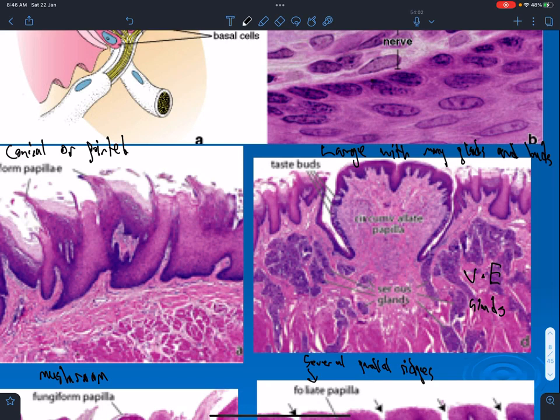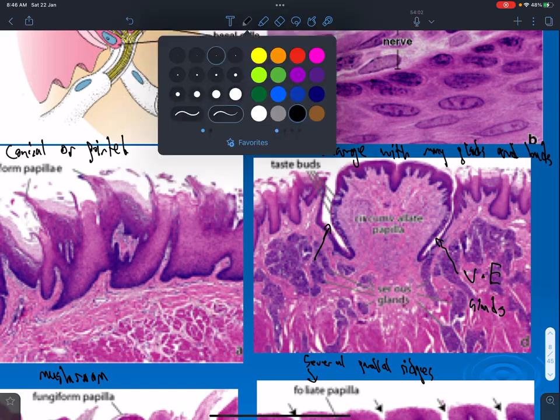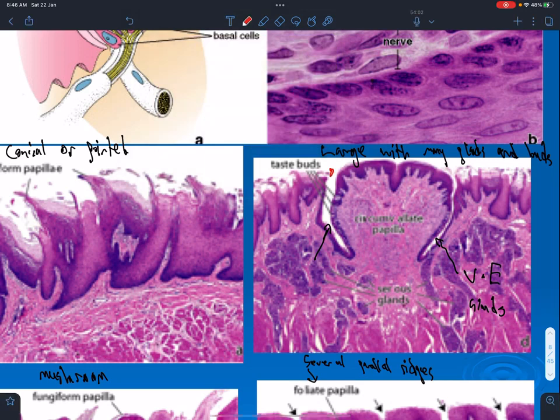And the main function of these von Ebner glands is that they secrete saliva through their ducts, and their ducts terminate into these clefts, these empty spaces between the large circumvallate papillae. The reason is to ensure that if any food comes down to the clefts, it could not overstimulate your taste bud over and over again.